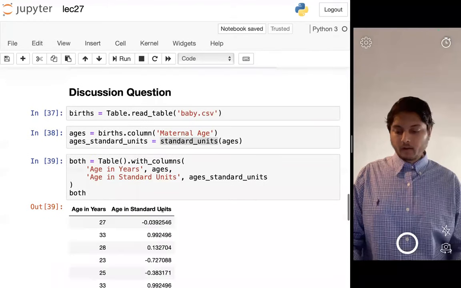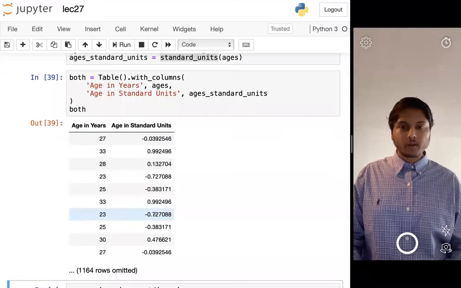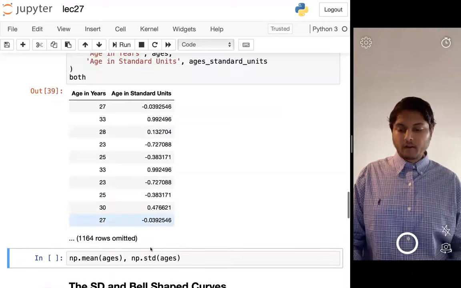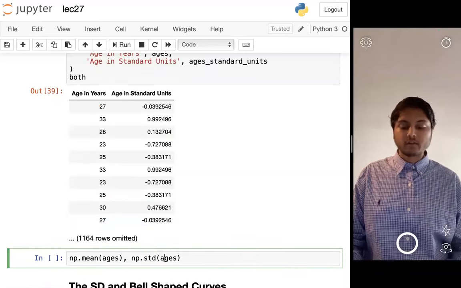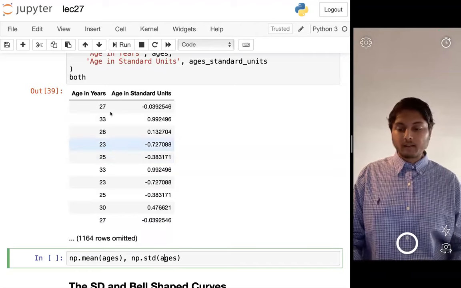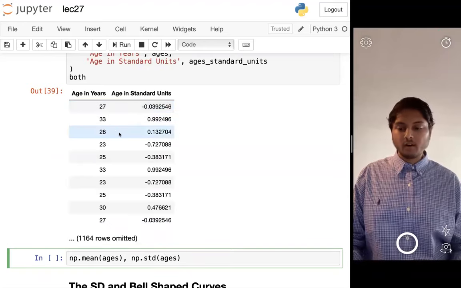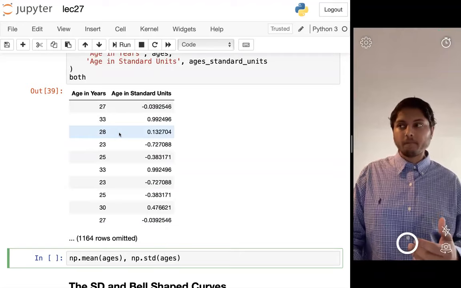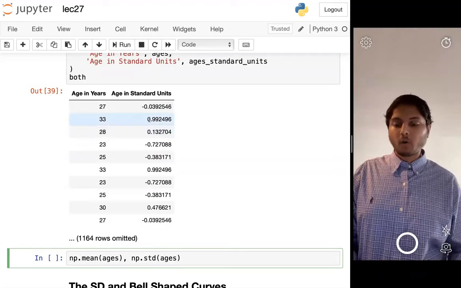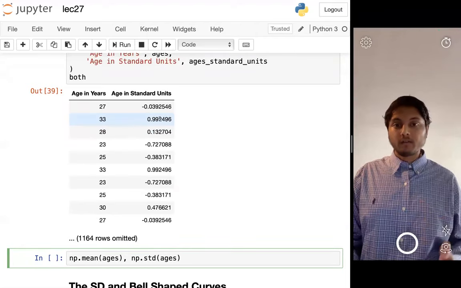So this was essentially the table I just showed you on the slides. So we have age in years here, we have age in standard units here. And then finally, let's look at the average age and the standard deviation of the ages. So again, just by looking at this table, most people were able to guess that the average is probably 27 because standard units is close to 0 for 27. And then the standard deviation is probably 6 because the value that corresponds to 1 in the standard units here is going to be 1 standard deviation above the average.